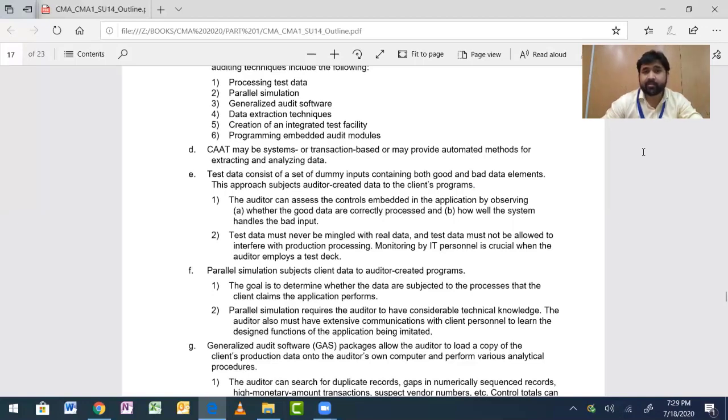Simple stuff. Parallel simulation subjects the client data to auditor-created programs. So the auditor will take your data and feed it into some of his own programs, and he will see the outcome of that.